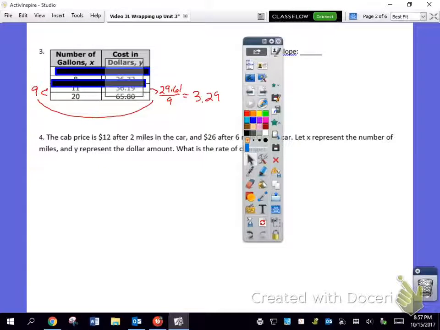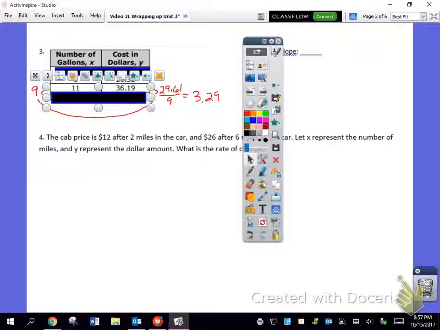So I'm not going to use that last one. Okay, I'm going to look at these next 2 right here. So 11 minus 8 is 3. 3619 minus 2632 is 987. When I put that in the calculator, 987 divided by 3, I also get 3.29.